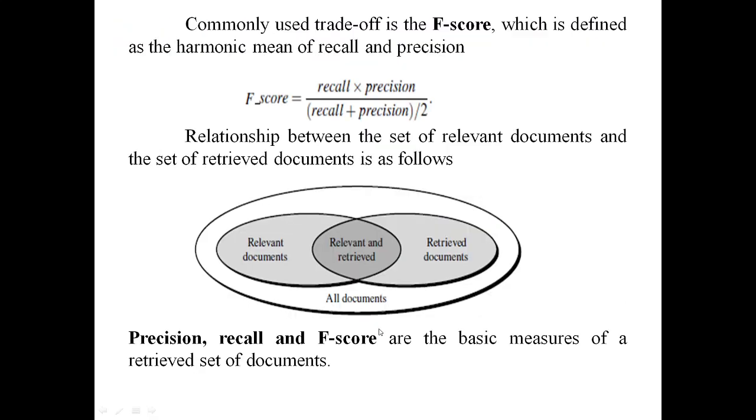And there is another measure called the F-score, which is the mean of the recall and the precision. The formula for the F-score is recall times precision divided by recall plus precision, multiplied by 2. The relationship between the relevant documents and the retrieved documents can be given as relevant documents and retrieved documents, which is nothing but the F-score.